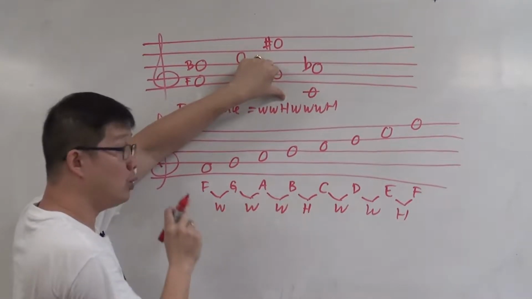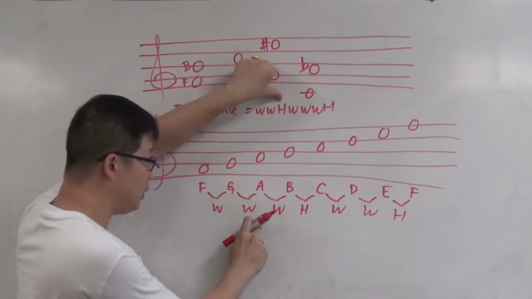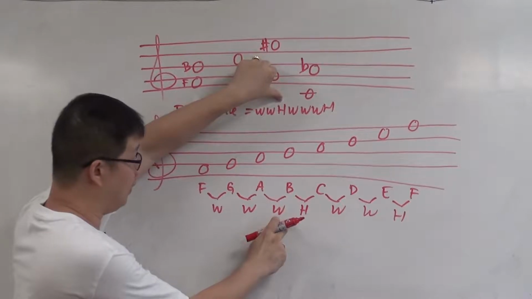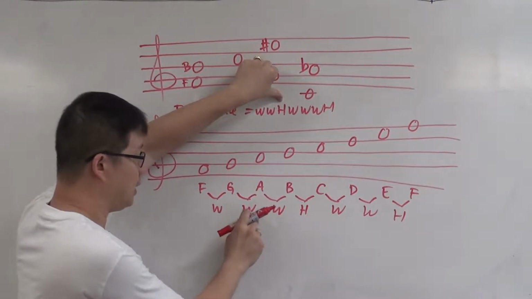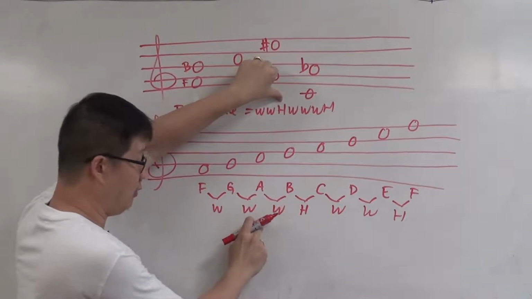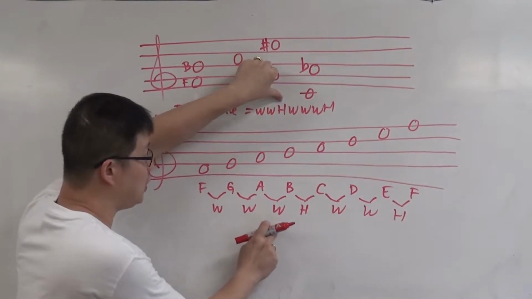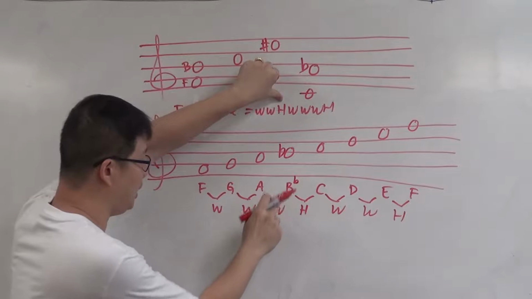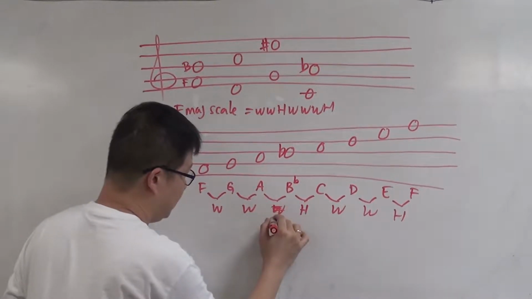Very good. Now we need to put a flat. However, should we put the flat on A or should we put the flat on B? B. Very good. When you need to change something, you never change the first note, because the first note needs to stay as is. If you change the first note, the rest will change. That's the reason why we always change the second note. So we put a flat here. So A to B flat is H, no longer W.